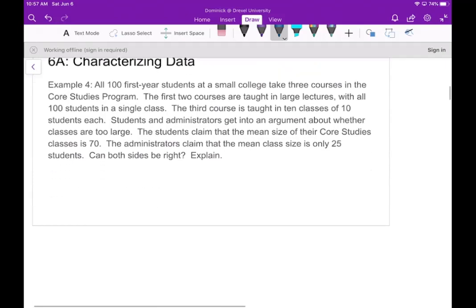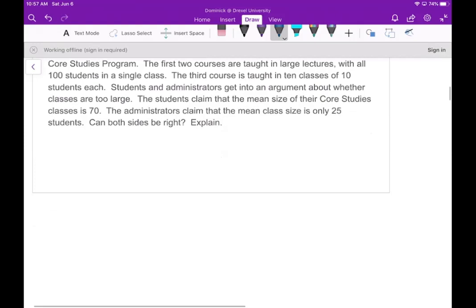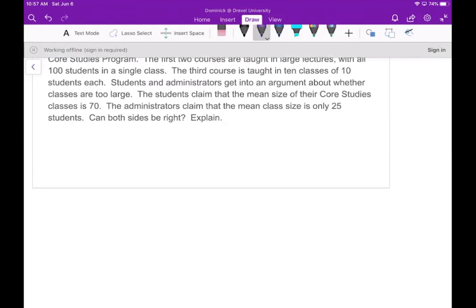Now, this is an interesting problem. So we have that all 100 first-year students at a small college take 3 courses in the core studies program. The first 2 courses are taught in large lectures with all 100 students in a single class, and the third course is taught in 10 classes of 10 students each. Now, students and administrators get into an argument about whether classes are too large. The students claim that the mean size of their core studies classes is 70, whereas the administrators claim that the mean class size is only 25. Can both sides be right? Explain. Now, both sides are right here.